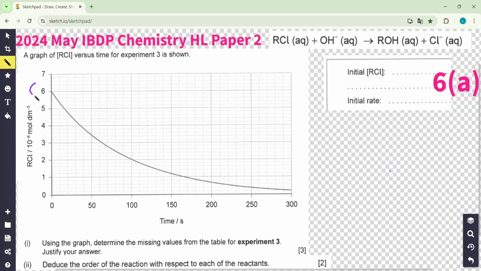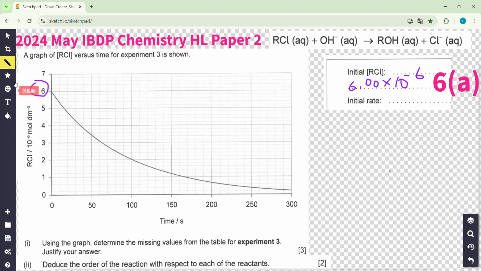I think the initial concentration is easy, right? It's 6, but you need to copy the units. So it is 6.00 times 10 to the power -6.